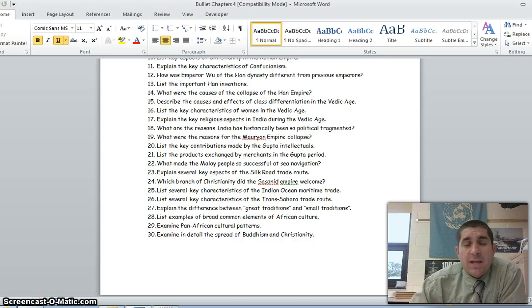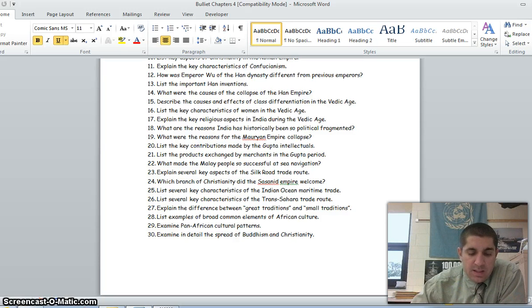27, great tradition are things like written languages, ethical codes, intellectual traditions, common legal and belief systems. So the small traditions, these are things that are usually non-literate, localized, and beliefs for a single society. 28, you're looking at here broad common elements of African culture, the hoe and the digging stick used for farming, music, kingship, fixed social categories.